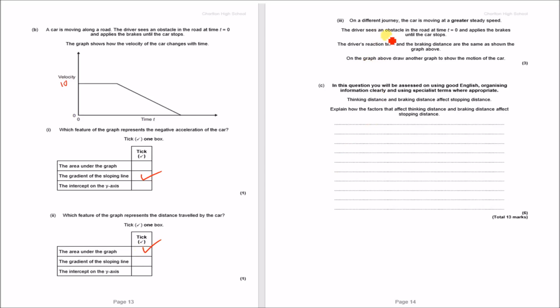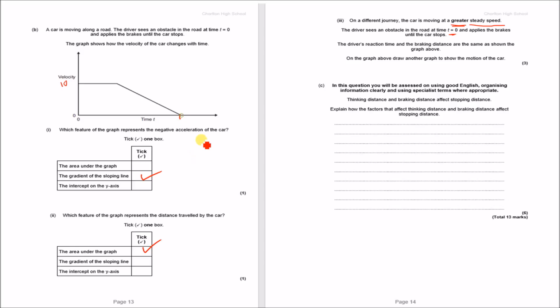Okay, on a different journey, the car is moving at a greater steady speed. The driver sees an obstacle in the time at time 0, so that's the same start, and applies the brakes until the car stops. The driver's reaction time and braking distance are the same as shown in the graph above. On the graph above, which is this graph here, draw another graph to show the motion of the car. So it's starting at the same point. Okay, it's going at a greater steady speed, which means a constant velocity, and the driver's reaction time and the braking distance are the same. So overall, it must stop at the same point. So it has to stop here.